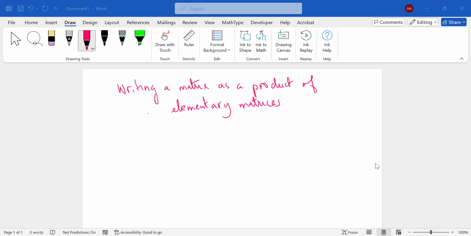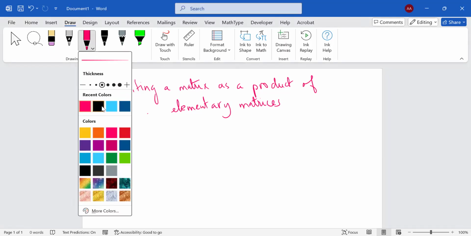Hello, everyone. So I'm coming back today to talk about elementary matrices. Basically, I will show an example on how to write a given matrix as a product of elementary matrices. All right. So here first, what is an elementary matrix?